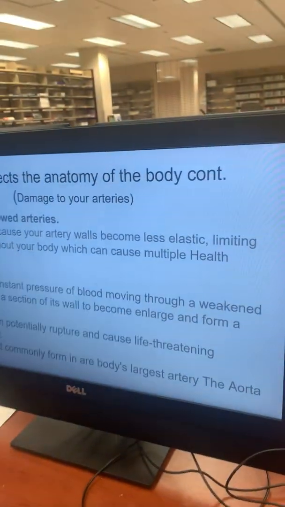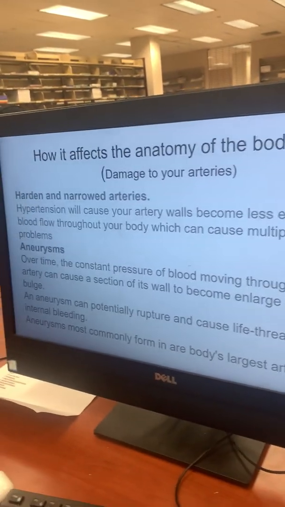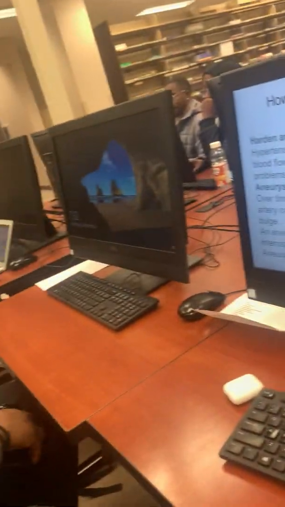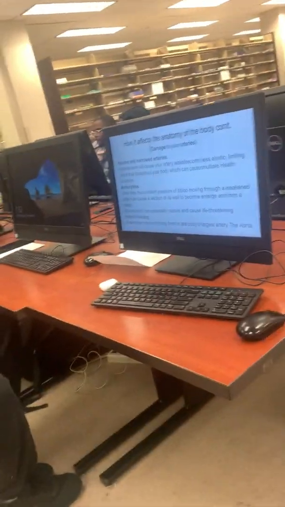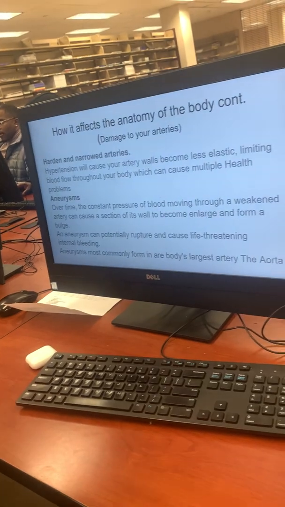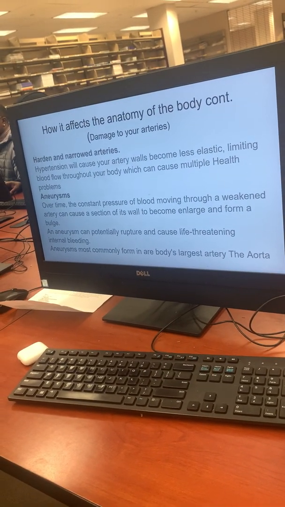How it affects the anatomy of the body: damage to your arteries. Hard and narrow arteries. Hypertension will cause your artery walls to become less elastic, limiting blood flow throughout your body, which can cause multiple health problems. Aneurysms.